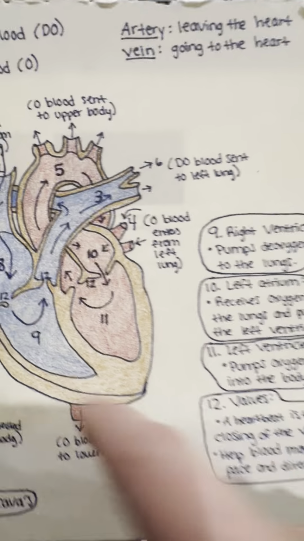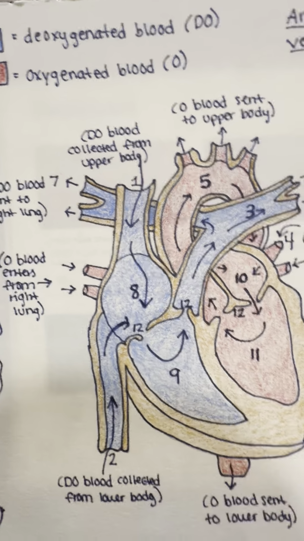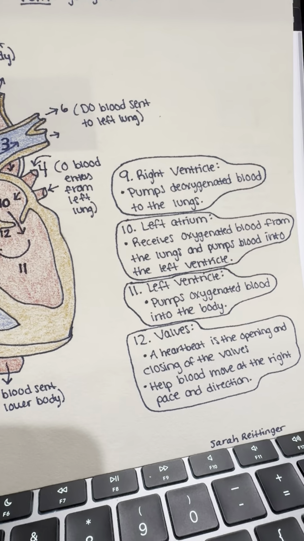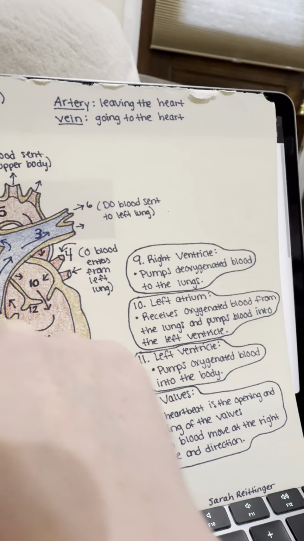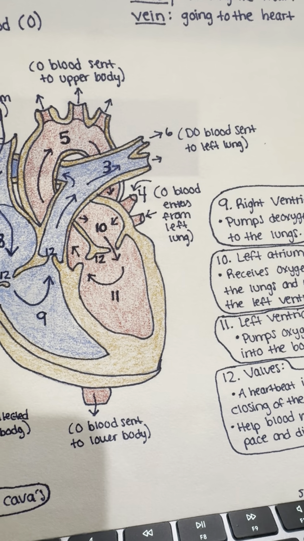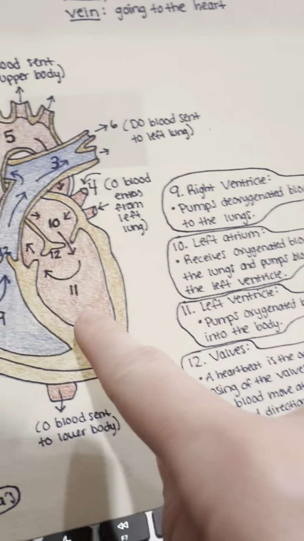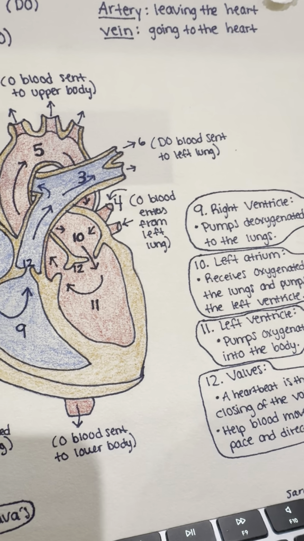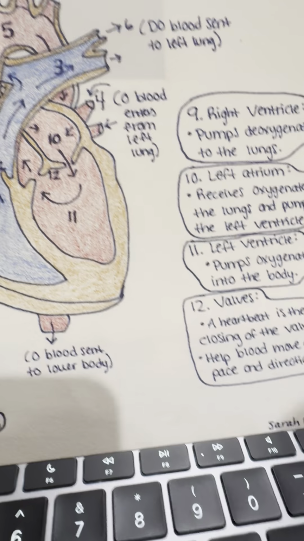Number 9, right here is the right ventricle, pumps deoxygenated blood to the lungs. Left atrium, number 10, receives oxygenated blood from the lungs, and through here, through the veins, the pulmonary veins. Pumps blood into the left ventricle, which is number 11, left ventricle, pumps oxygenated blood up through the aorta and going down this way as well.